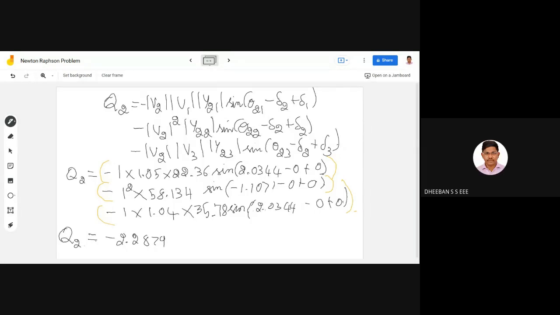Okay, so now we have got for the first iteration the values of your P2, P3, followed by your Q2. So now it is necessary to check, as per your flow chart, what you have seen: you have to check whether this is within the convergence limit.